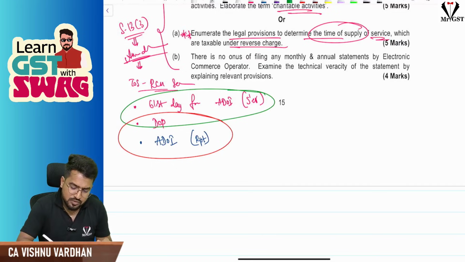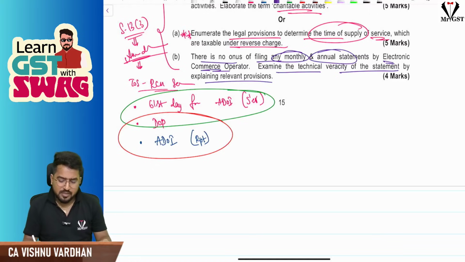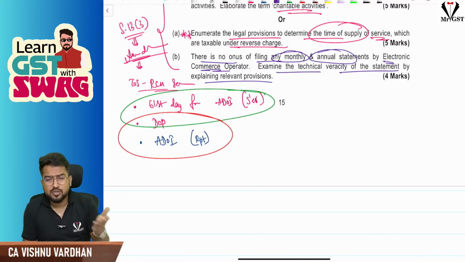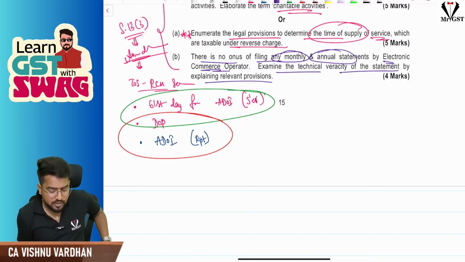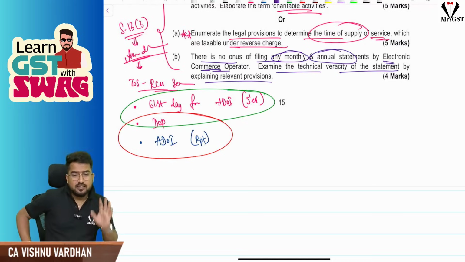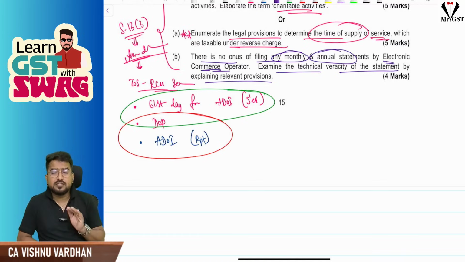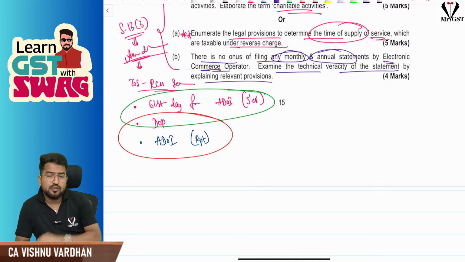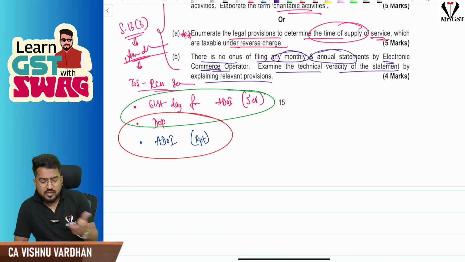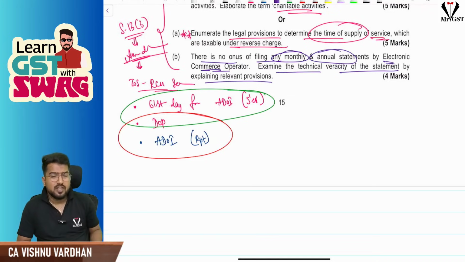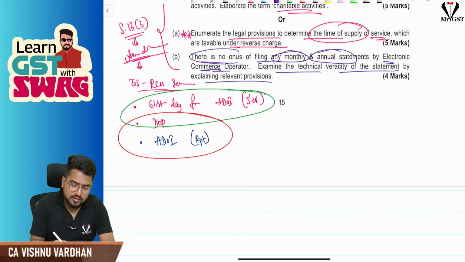and one last question here is regarding the statement that there is no onus on filing any monthly or annual statements for an e-commerce operator. Examine the technical veracity of this statement by explaining the relevant provisions. Again, this is regarding the e-commerce operator. Yes, they have to file a monthly statement and an annual statement. It is not that they are not liable. They are supposed to file the monthly statement. You know this, every month after that month is over, by the 10th of the next month you have to file that. And the annual statement also, by 31st December of the succeeding financial year, they have to file this. Yes, it is mandatory for them to file. This is not a valid statement.